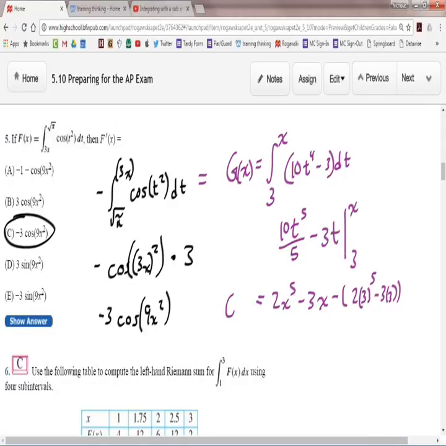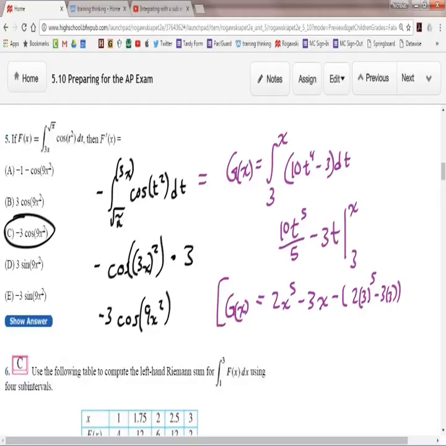This is now g. I wrote the area function, the integral, in a different form, which is fine. It's totally legal. We just used the fundamental theorem of calculus part 1 to take the antiderivative and plug in these things and subtract them. Now what would you do to take the derivative of this g, what we got?